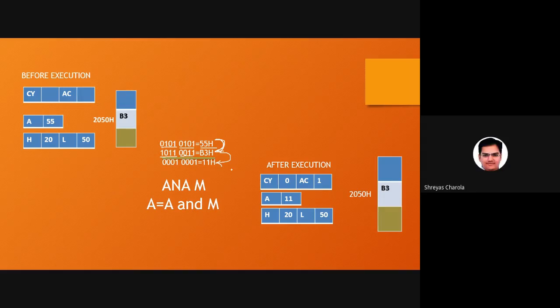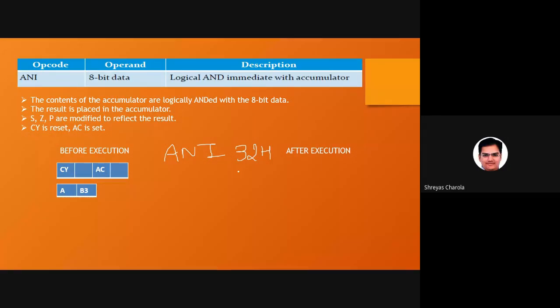So that means you are doing the hexa operation only, and you get the answer in hexa only. Okay, so suppose you have 32H. Now solve the AND operation of 32 with B3 and write down the answer in the chat box.